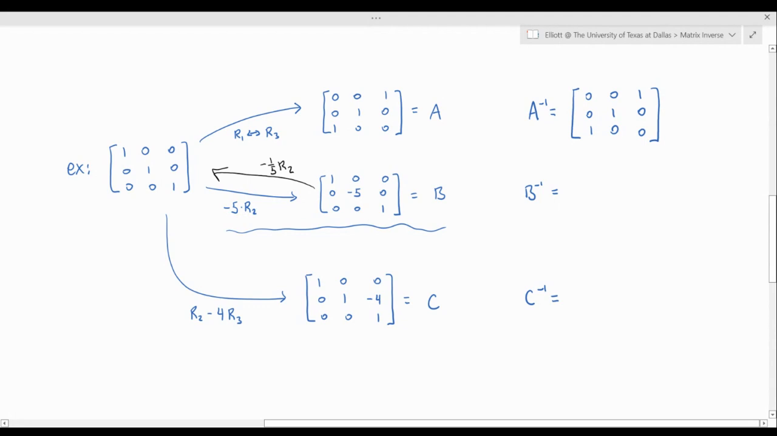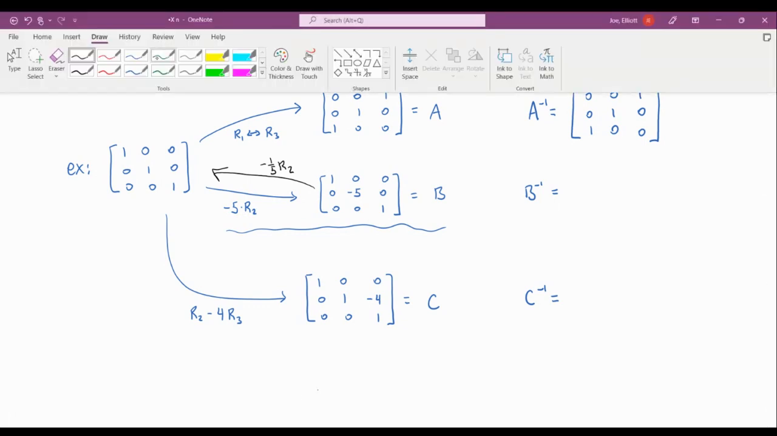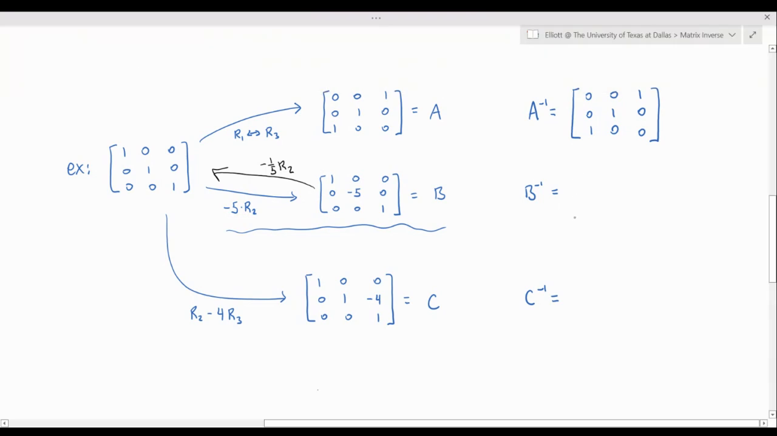Okay. So the inverse of matrix B should be the elementary matrix corresponding to multiplying row 2 by -1/5. So if you go to the identity matrix and you multiply row 2 by -1/5, that would give you this matrix here, and then this would be the inverse of matrix B. Okay.